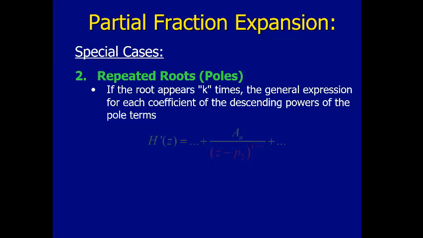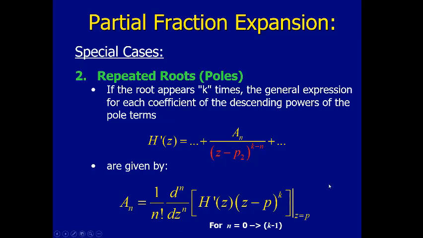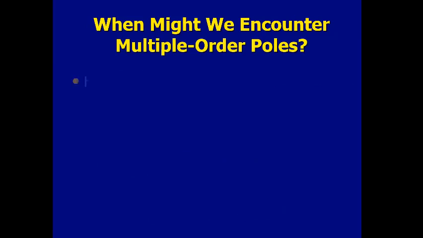If I have more than the squared term, if I have a third order or fourth order or fifth order term, then I need a more elaborate equation. I'm still going to multiply the function I'm partial fraction expanding by the highest order pole term. But I'm now going to take the nth derivative, where n represents how far down below the highest order we're operating at. And I also need to divide that coefficient by n factorial.